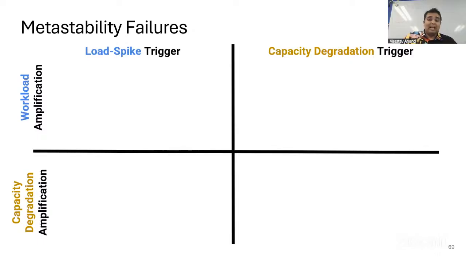There are 2 types of triggers. One, like I said, is the load amplification, which increases the workload on the system. And the second is the capacity degradation, which decreases the capacity of the system. Each of these triggers can have one of two impacts: workload amplification or capacity degradation amplification.